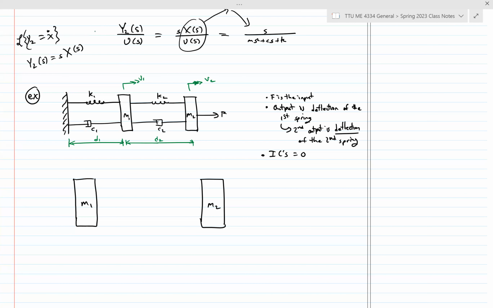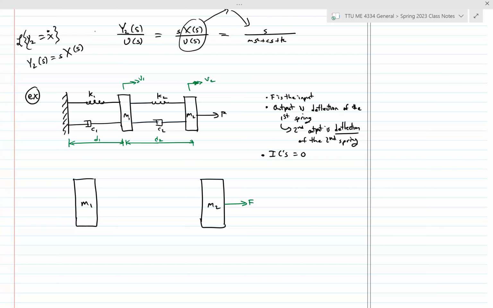Okay. All right. So tell me what forces to add. M2, we have force. That's F. Then we have force. There's two springs. K2. K2.